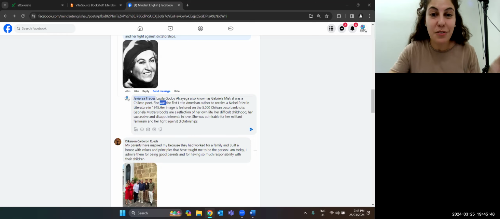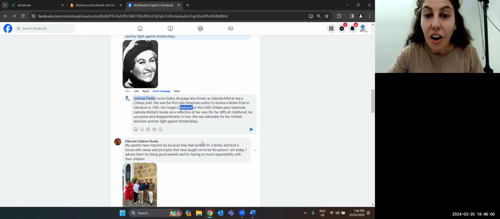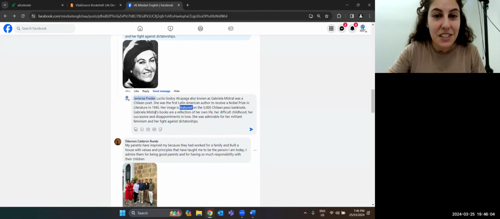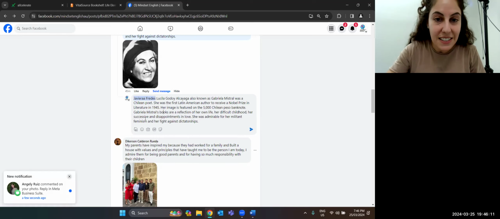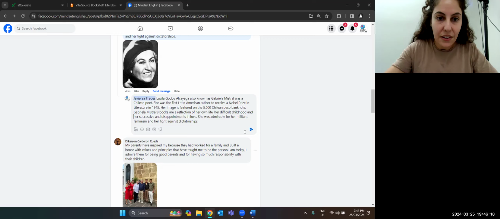She was the first Latin American author to receive a Nobel Prize in Literature in 1945. Her image is featured. That means you can see it. It's featured on the 5,000 Chilean peso banknote. Gabriela Mistral's books are a reflection of her own life, her difficult childhood, and her successive disappointments in love. I might put "and" before the last one.